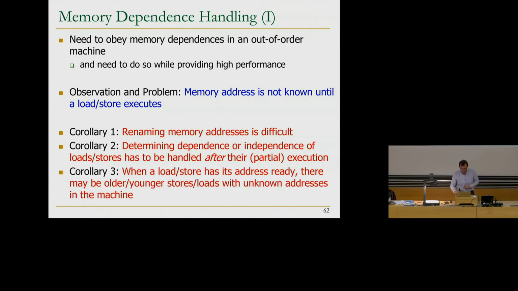Okay? And there's also another corollary, corollary 3, which is also what I discussed actually. Let's assume we're talking about loads right now. When a load has its address ready, there may be older stores with unknown addresses in the machine. And the other way around also works. When a store has its address ready, there may be younger loads with unknown addresses in the machine. The first one is more serious, of course.